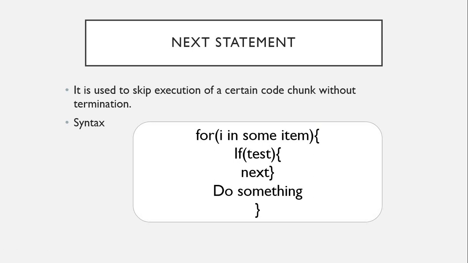The next one is the next statement. Now this statement makes sure that, for example, if you want to print a certain vector but you don't want to print a certain number, then when the condition is true, it's going to omit printing that particular element of the vector.